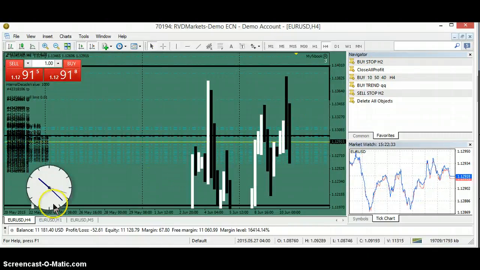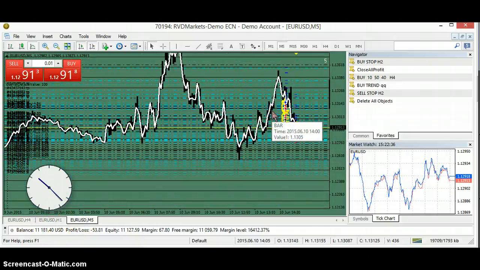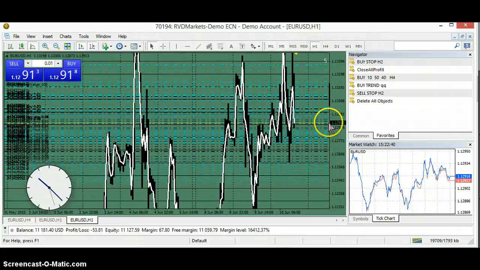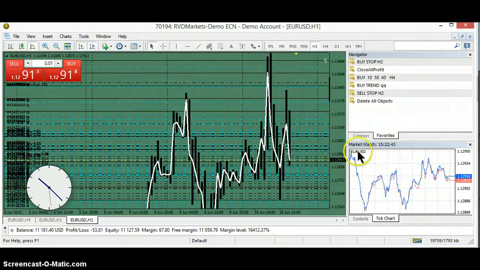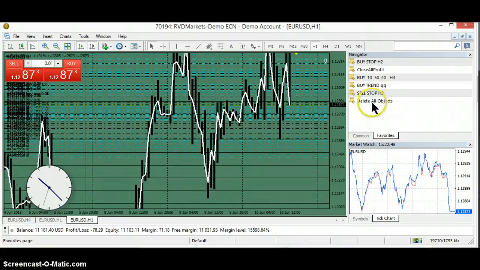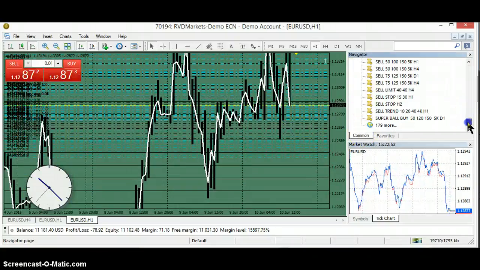So if you're looking at the 5-minute chart, this is what it looks like. Go to the 1-hour chart. Okay, so I'm going to buy low, sell high in this news. And I also have these plunge orders here.